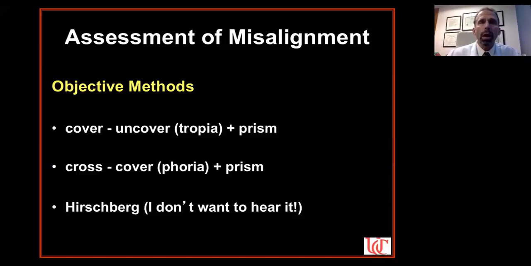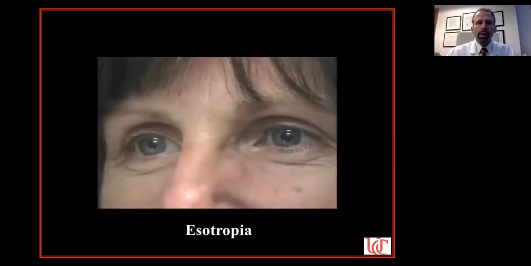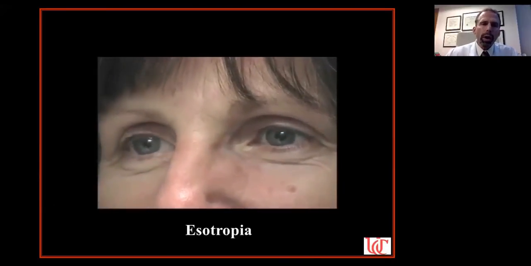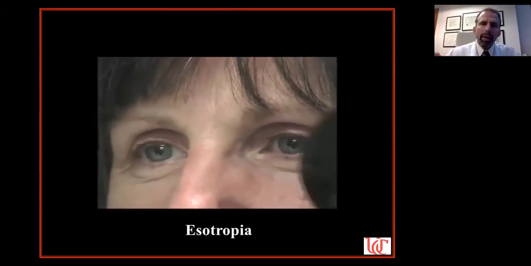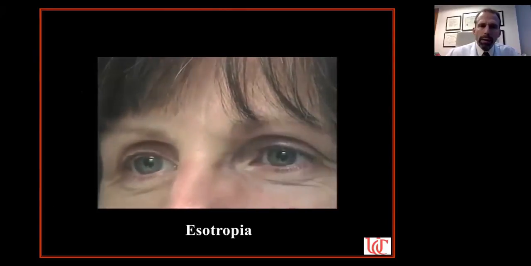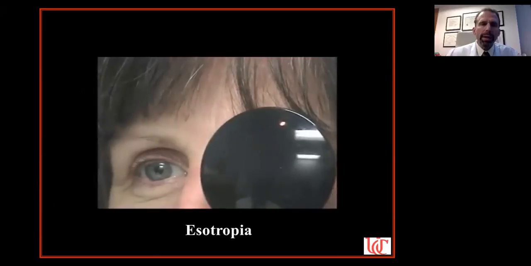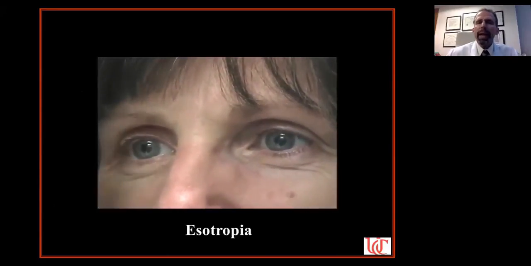People can look esotropic. They can look exotropic. I don't care if they look it. I want to know, are they? And the way you know are they is by doing cover-uncover and cross-cover testing, which I'll try to demonstrate with videos. So here's a patient who, if you look at her when she's looking straight ahead, her eyes don't really look crossed. And when I show this to neurologists, they say her eyes look fine, but they aren't fine.